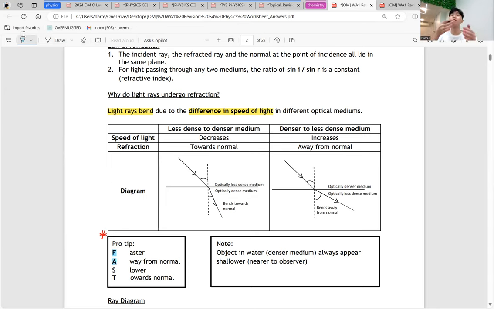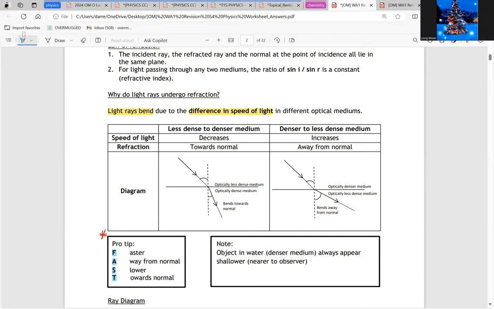This means if you're traveling from water to air, faster, right? You're going into somewhere faster, you bend away. If you're going into somewhere slower, you bend towards the normal. So just remember the acronym FAST. Fast, away. Slow, towards. All right, so this is comparing before and after you enter the medium.